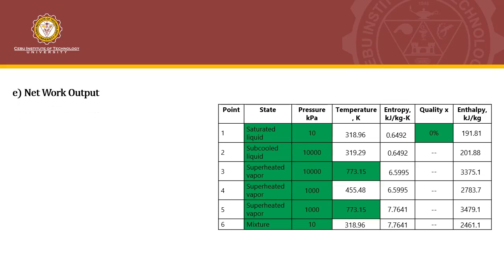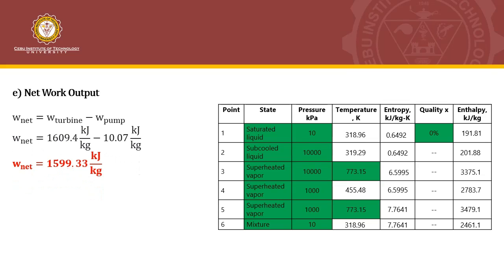Then we have the net work output, which is just the difference between the output work of the turbine and the input work of the pump. So plugging in those values, we can get the net work output as 1,599.33 kilojoules per kilogram.